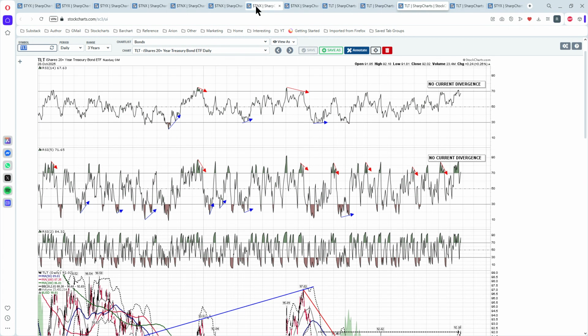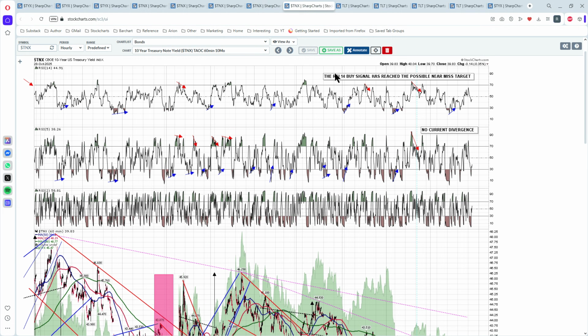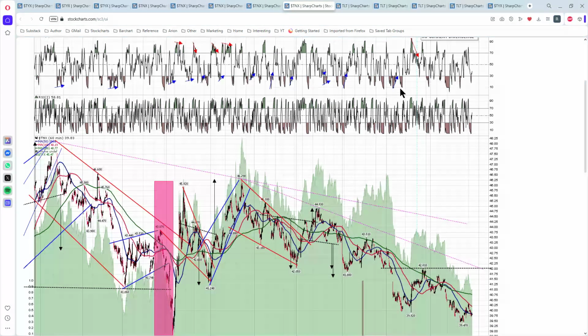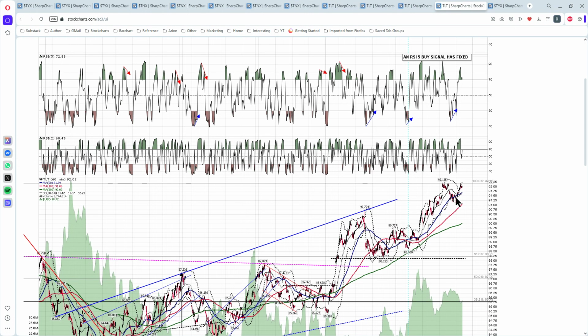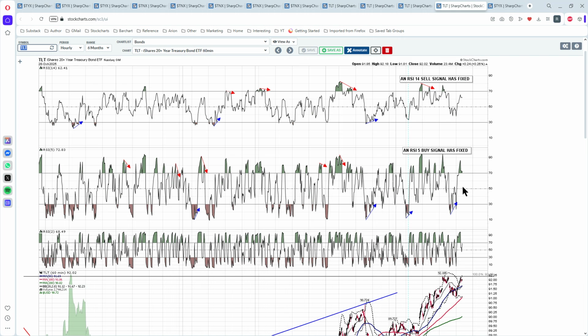In terms of the hourly charts, we've got an RSI 14 buy signal here that has made the possible near miss target. Obviously, we've got a decent looking double bottom setup here, and we're pretty close to a small double top setup on TLT as well. We will see how that goes. We've got an RSI 14 sell signal here. This one has not reached the possible near miss target yet.